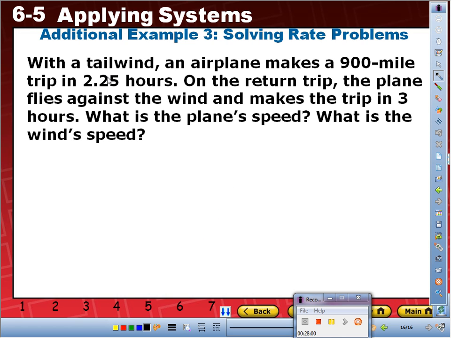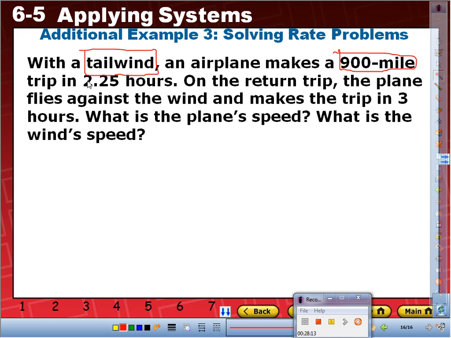With a tailwind, that's key information, tailwind, an airplane makes a 900-mile trip. And how long does it take? 2.25 hours. Okay. On the return trip, I'm going to change colors for the return trip. The plane flies against the wind, and makes the trip in 3 hours. And in green, what is the plane speed? They're talking about a plane. And what is the wind speed?